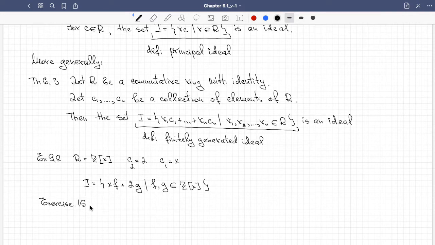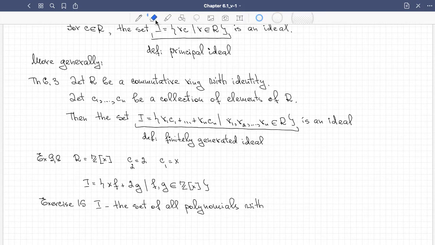An alternative characterization of this set I. I is the set of all polynomials with integral coefficients with even constant term.